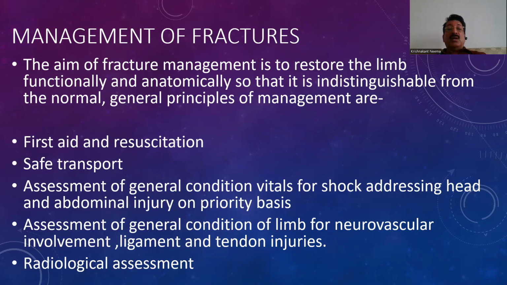Fourthly, you have to do an assessment of the general condition of limb for neurovascular involvement, ligament and tendon injuries. Many injuries end up in injuries to vessels or nerves or ligaments or tendons. Unless you know them by examining, how would you manage? And lastly, you have to perform all the radiological assessment options.